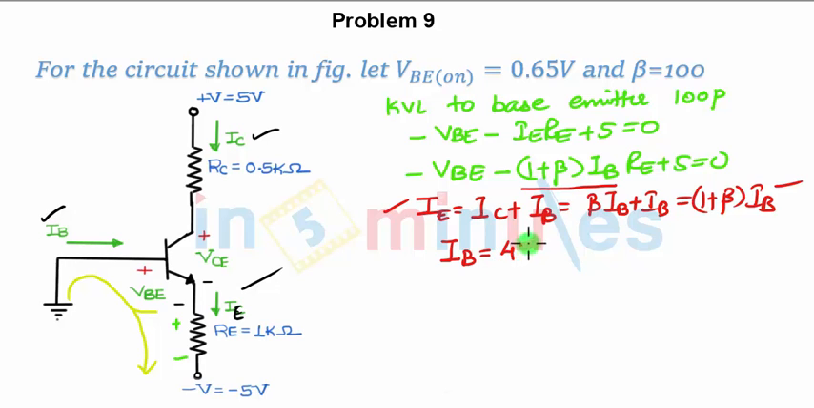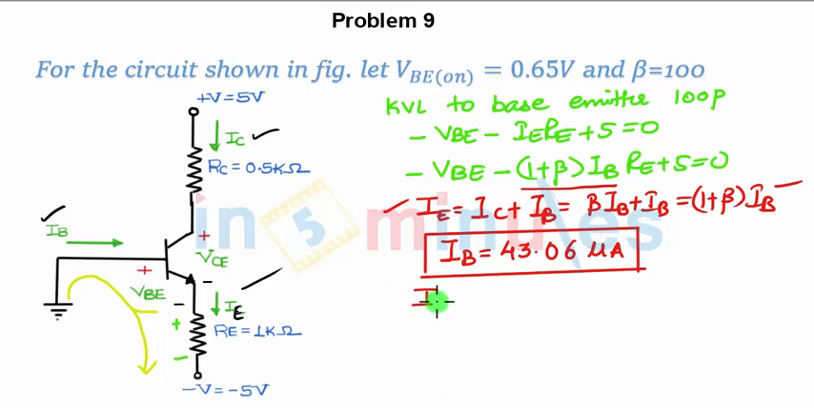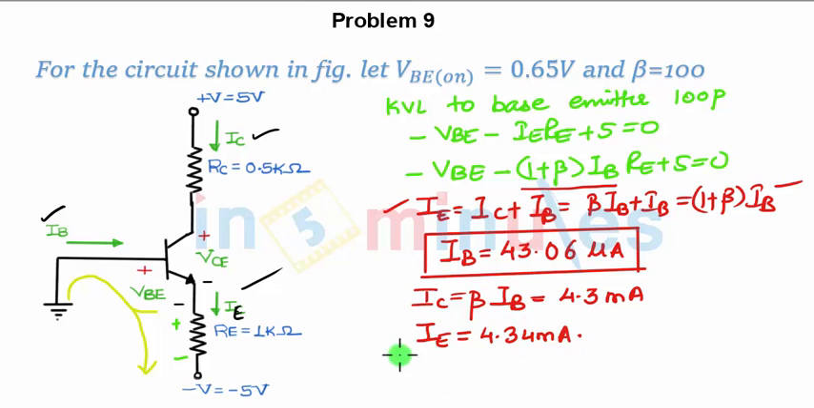What will be the value of IB from this? 43.06 microampere is the value of IB. This is how we have found the value of IB. Next we need to find the value of IC. How will you find the value of IC? It is beta times IB. What will be the value? 4.3 milliampere. Similarly, you can find the value of IE, which will come to 4.34 milliampere.